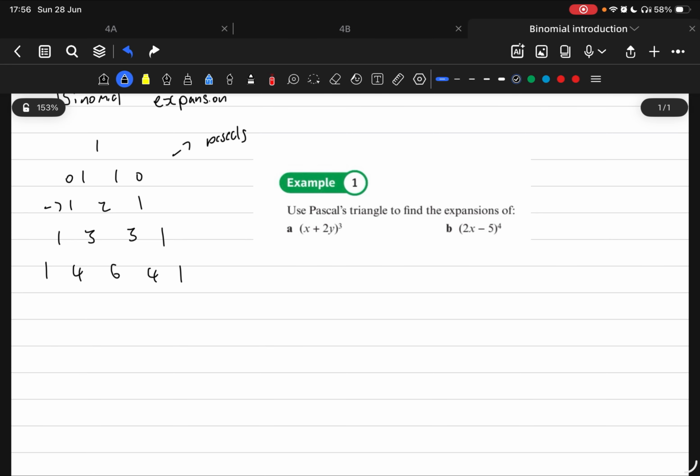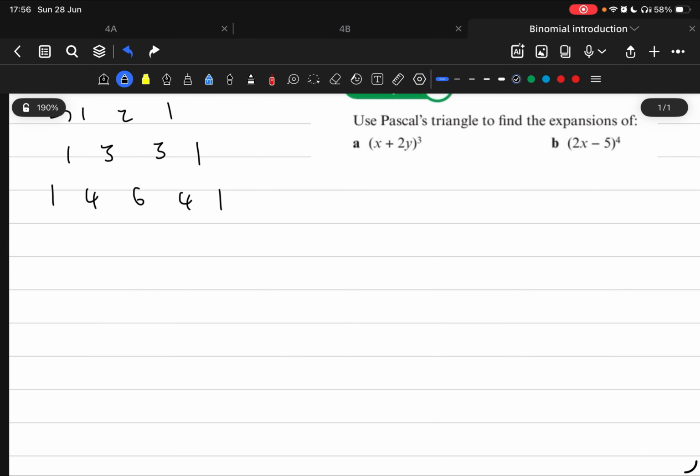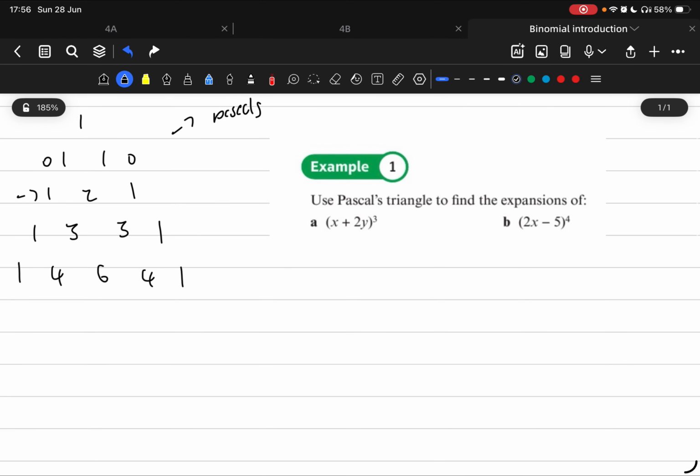But we don't really need to memorize this because on your calculator you've got something called the choose function, which can get you this, but we'll look at that later. For now, we'll just use this triangle.